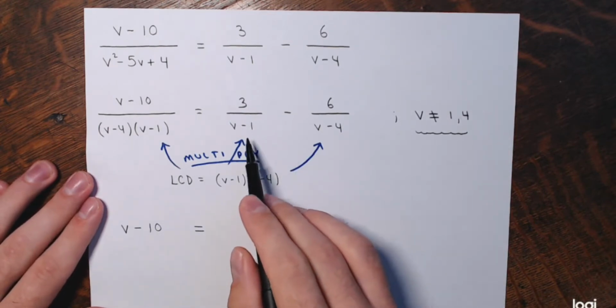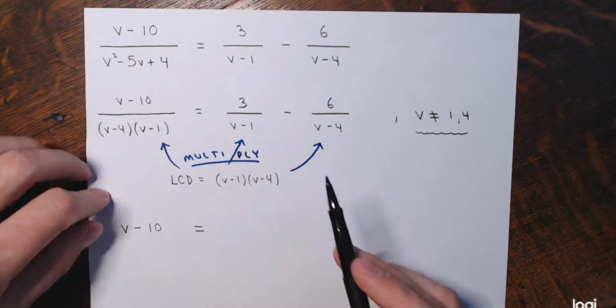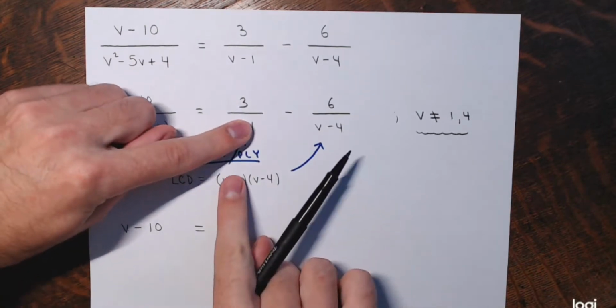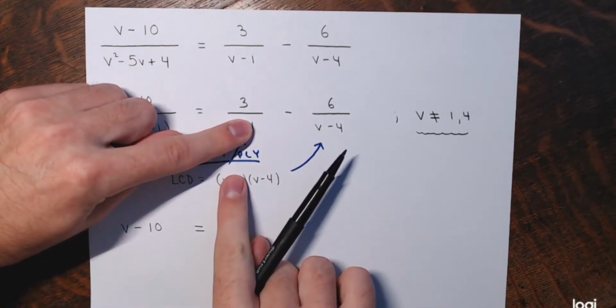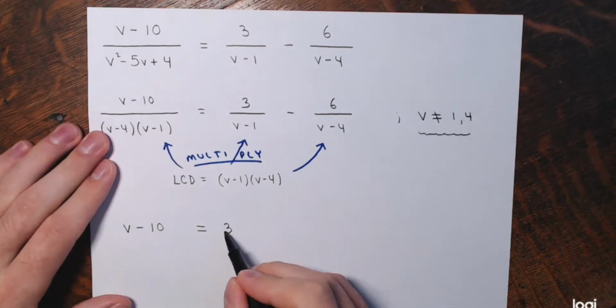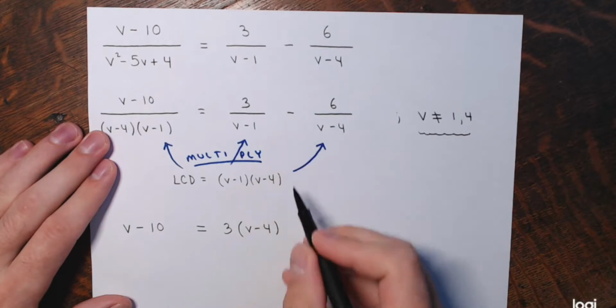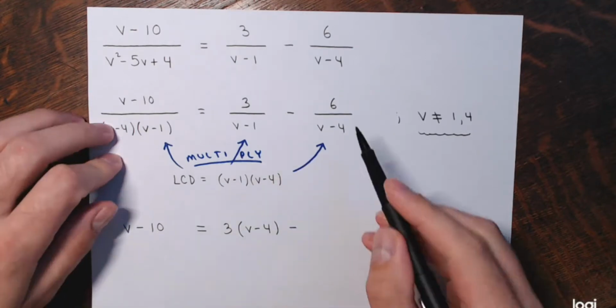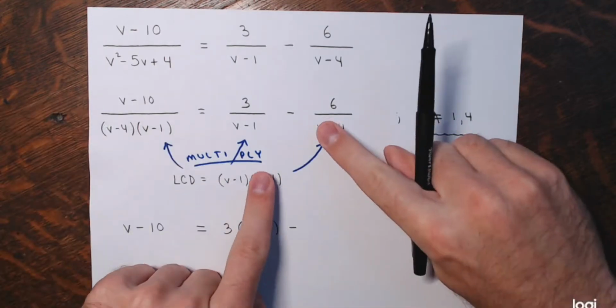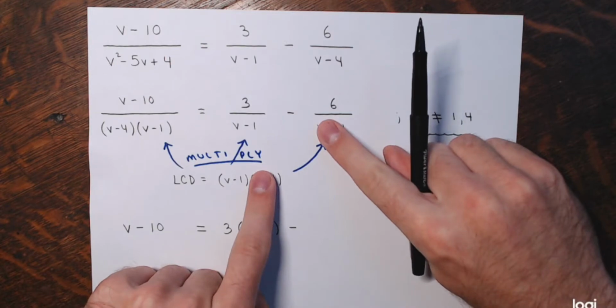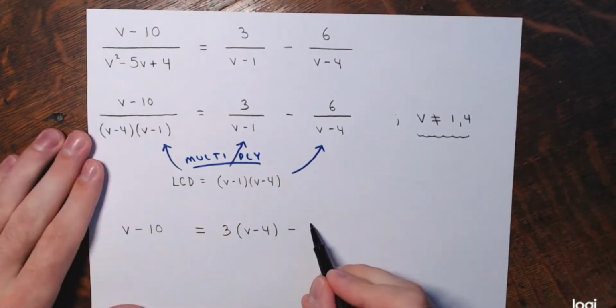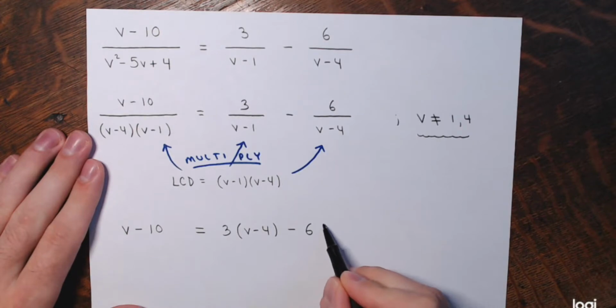Then on the right side, in the first fraction, the v minus 1 would cancel, and I'd be left with 3 times v minus 4. Right? 3 times the quantity v minus 4. Then we have minus. In the second fraction, the v minus 4s would cancel. I'd be left with minus 6 times the quantity v minus 1.